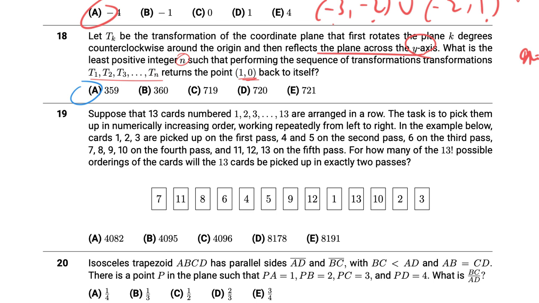We want to know the number of ways to order the 13 factorial possible orderings of cards so that we can take them in 2 passes. So just a quick explanation. Here, first pass would take 1, 2, 3. Second pass would take 4, 5. Third pass would take 6. Fourth pass will take 7, 8, 9, 10. And last pass will take the rest. So basically, you can only go left to right and take strictly in order cards, starting from 1.